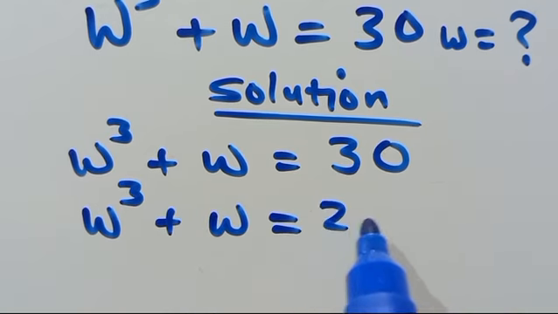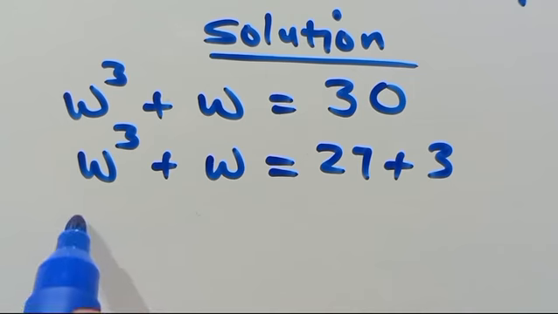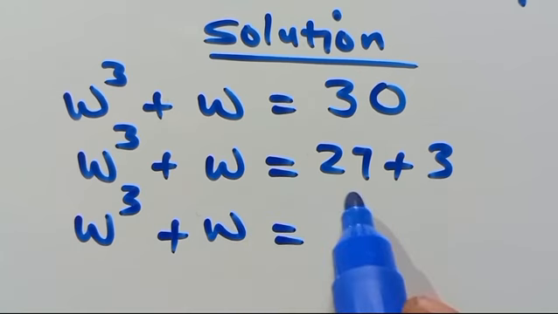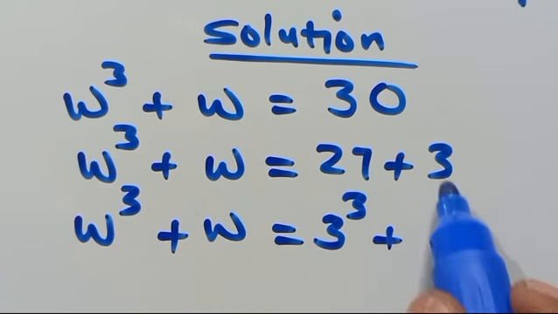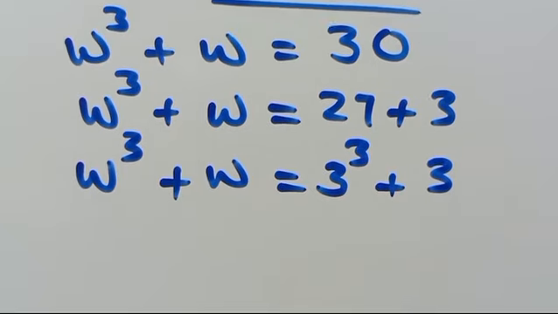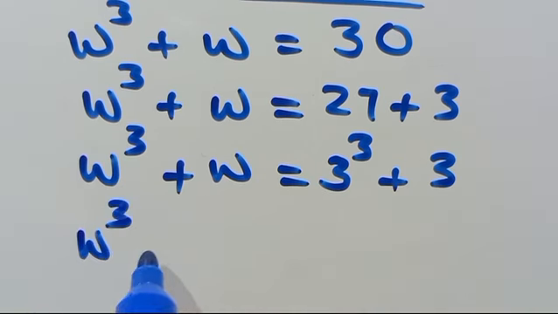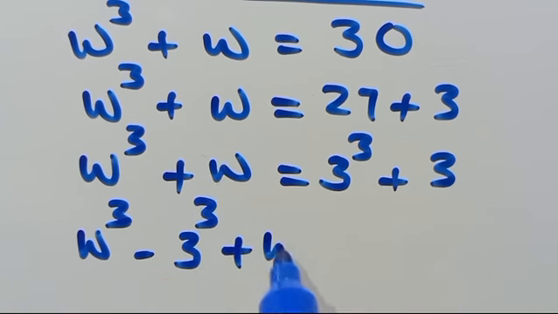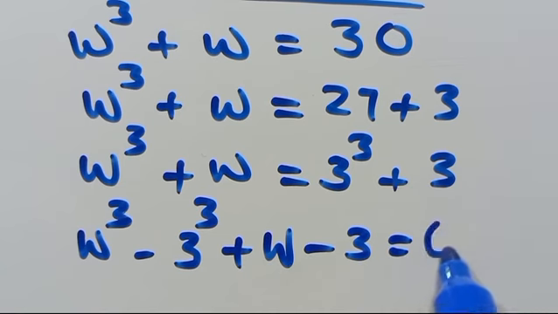Then we can write 30 as the sum of 27 plus 3. So we have W to the power of 3 plus W equals 27, which in base 3 is 3 to the power of 3, plus 3. Let's regroup this: W to the power of 3 minus 3 to the power of 3, plus W minus 3, and let this equal 0.